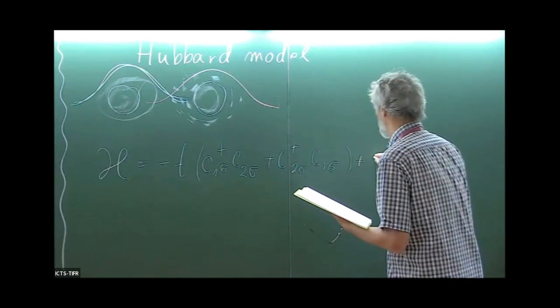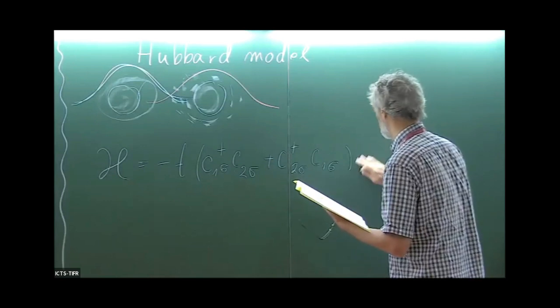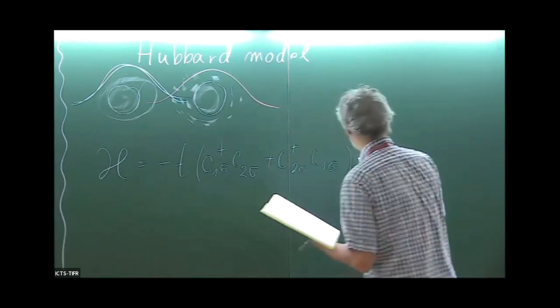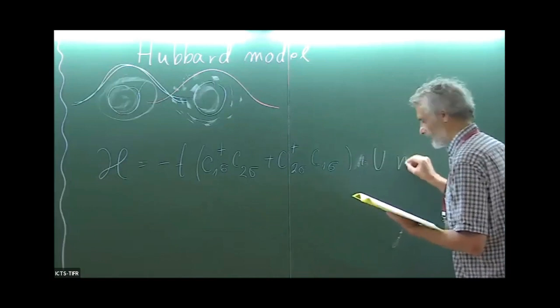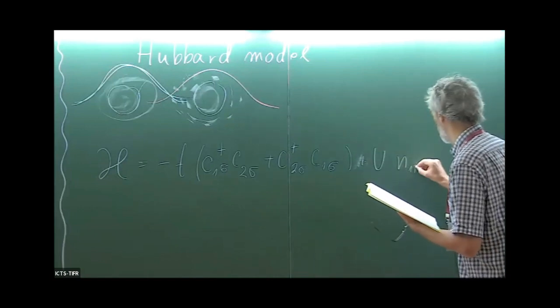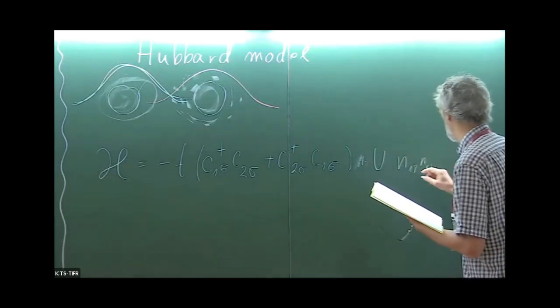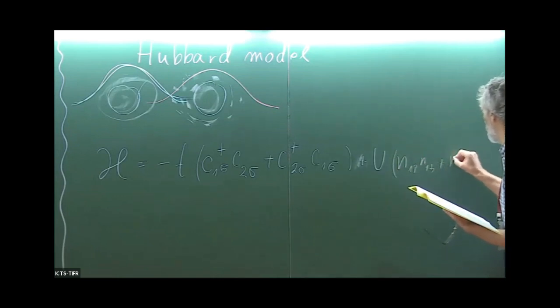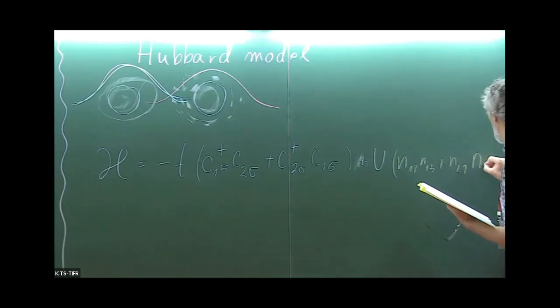plus the energy of interaction, which is U times n1 up n1 down plus n2 up n2 down.